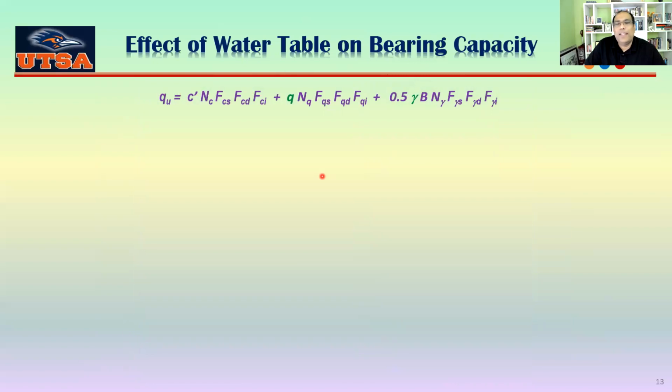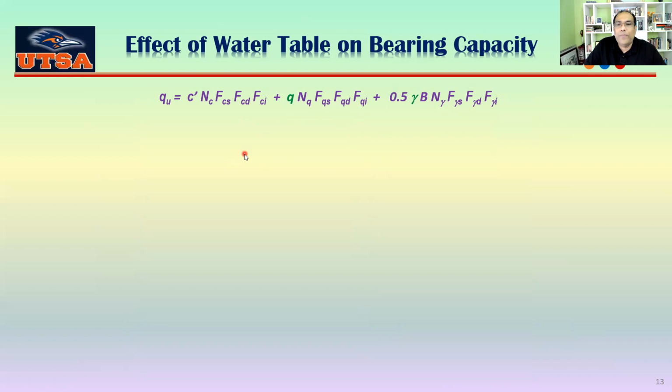There are two things that have a pronounced effect on your bearing capacity. One is the water table, the other one is the eccentricity. Okay, so if you see the effect of the water table, it can affect that q and also the gamma. Now how this one would be affected, I'm just trying to show that to you.